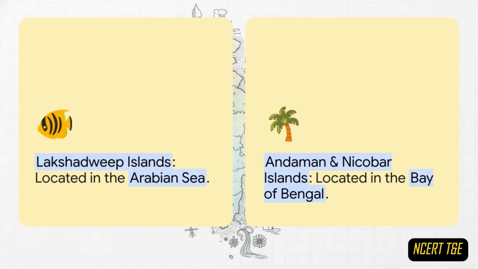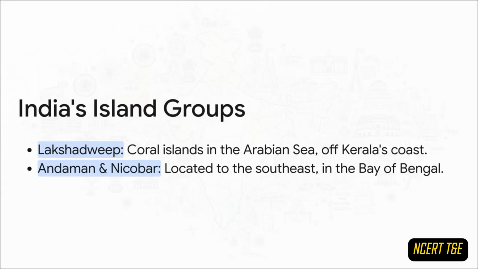So, India has 2 major, but totally different, groups of islands. Over on one side, in the Arabian Sea, you've got the Lakshadweep Islands. And then way over on the other side, out in the Bay of Bengal, are the Andaman and Nicobar Islands. Let's quickly break down how different they are. The Lakshadweep Islands, they're beautiful coral islands, pretty close to the coast of Kerala. But the Andaman and Nicobar Islands, they're much further away, deep in the Bay of Bengal, and they're actually the peaks of a submerged mountain range. Both are absolutely vital parts of India.